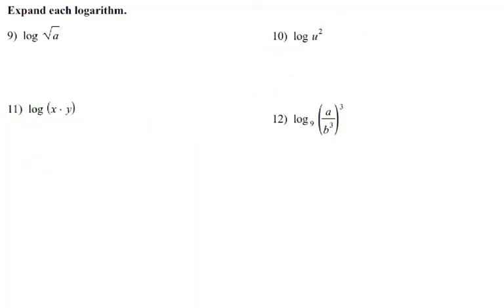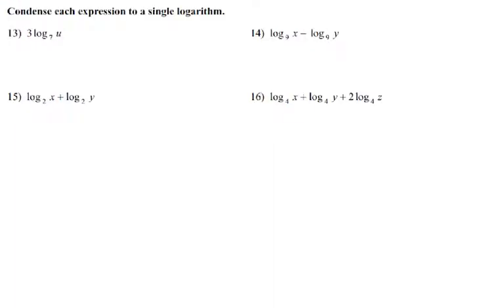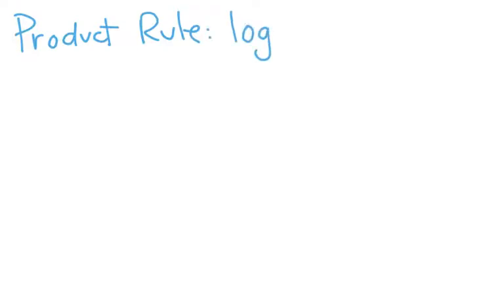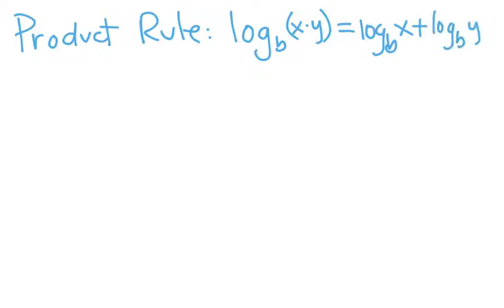All right, now expanding. So for 9 through 12, where we're expanding, and 13 through 16, where we're condensing, we are using the rules, right? So we have the product rule. Okay, which, remember, we take log base b of 2 or more numbers multiplied together. We can distribute that log between them, and however many there are, give them their separate log base b with addition in between them all.